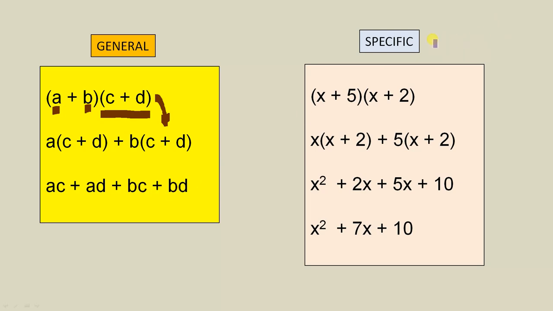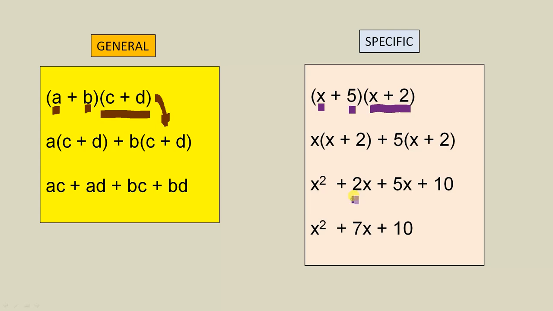Now here is a specific example. X plus 5, we have a binomial. X plus 2 is a binomial. They're multiplied together, so that's why we call them binomial products. So following on from that rule there, the general rule, we have this x outside of x plus 2, which is here, and we have that 5 outside of x plus 2, which is there. So that gives us x times x is x squared, x times 2 is 2x, 5 times x is 5x, and 5 2s are 10.